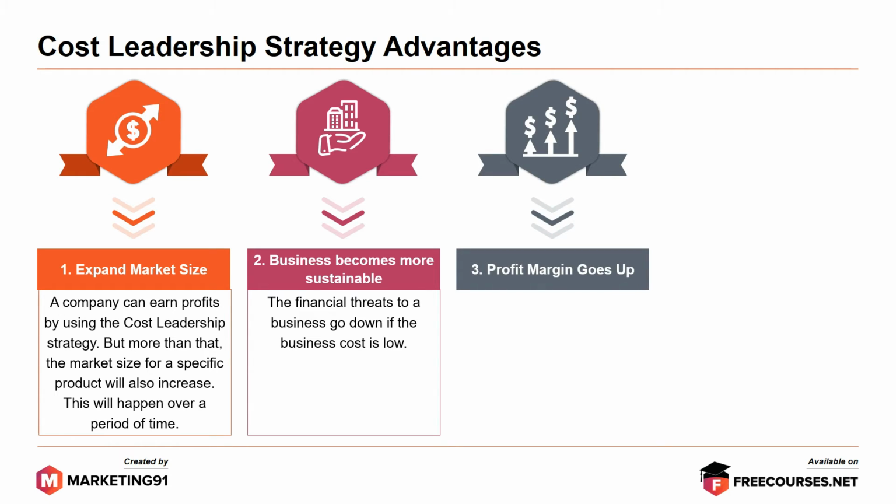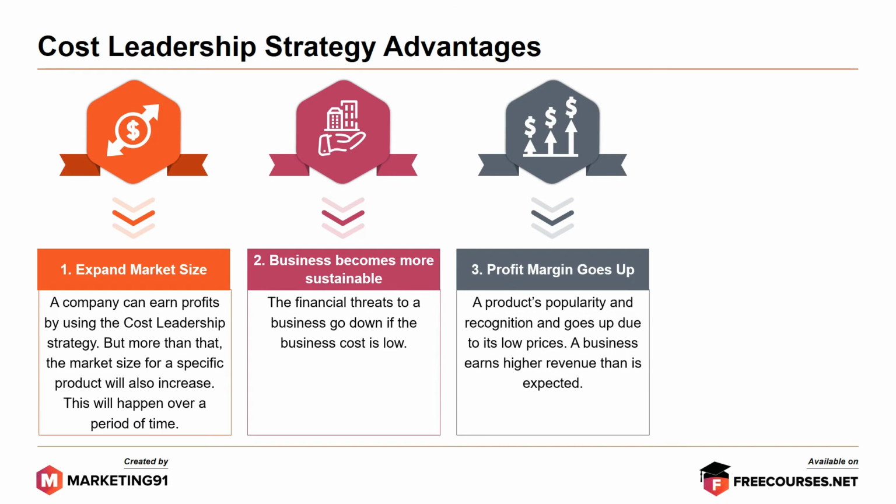Third, profit margin may go up. The cost leadership strategy is generally used to make a business more profitable. A product's popularity and recognition goes up due to its low price. A business earns higher revenue than is expected.